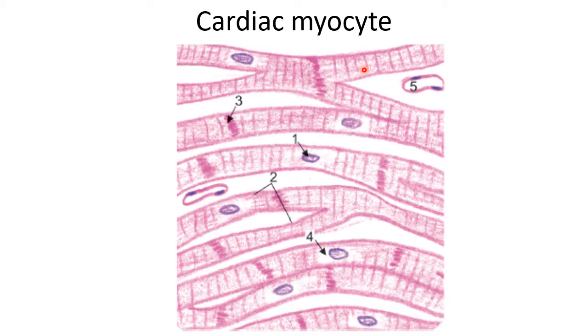As you can see, this is the histological picture of a cardiac myocyte. It consists of a striated muscle cell. Here you can see cross striations are present on it. That's why it is classified under striated muscle group.